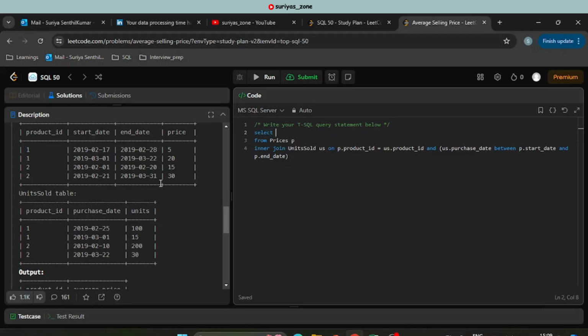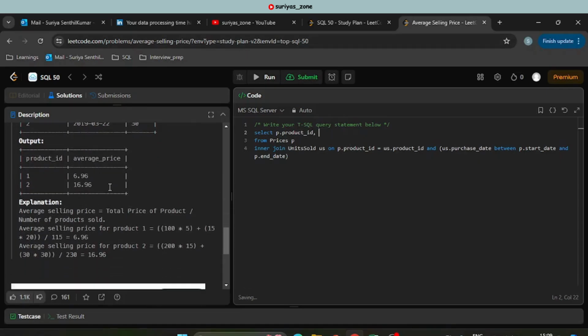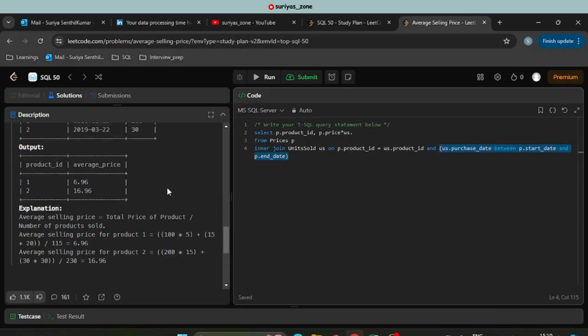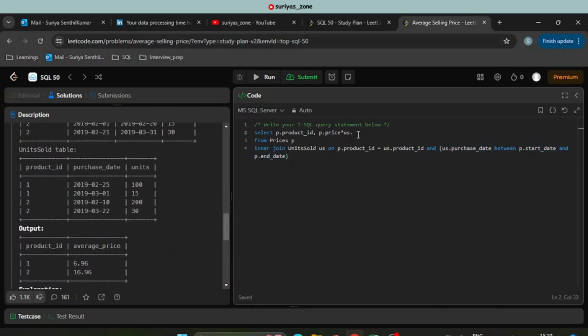So now let me select here the product ID, p.product_id, and then we need to calculate the average price. To calculate the average price, we need to find the total price of the product. So for that, what we need to do is p.price into units sold on that particular period, right? On this particular period where our purchase date is lying between. So here it will be units.